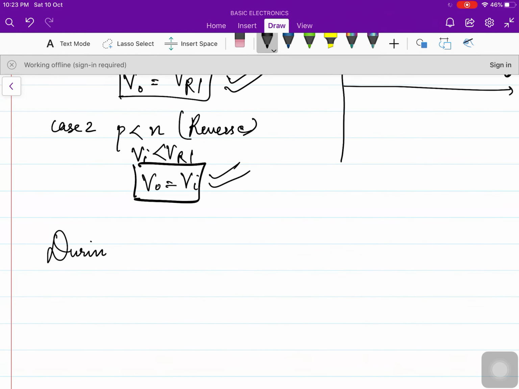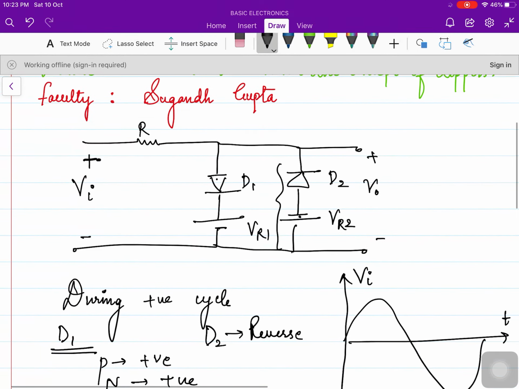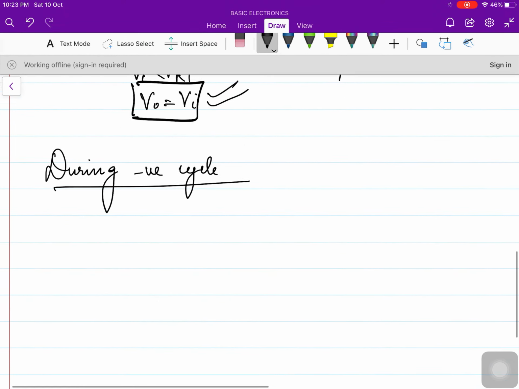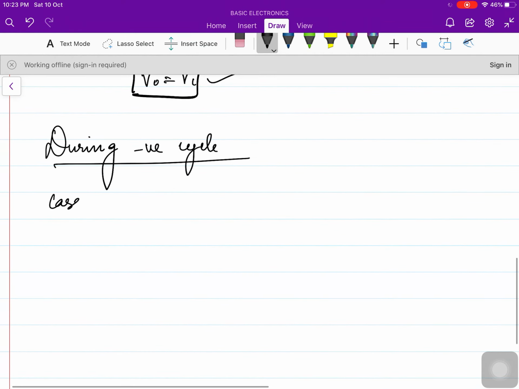Now during the negative cycle, what happens? We put a minus over here and a plus over here. Now D1, P is getting minus, N is getting positive, D1 will be reversed. So this branch is completely out of light during this cycle. Now in case of D2, N is getting negative and P is also getting negative. So we need to make two cases. Case 1 and case 2.